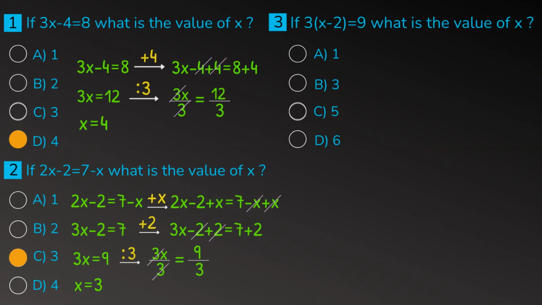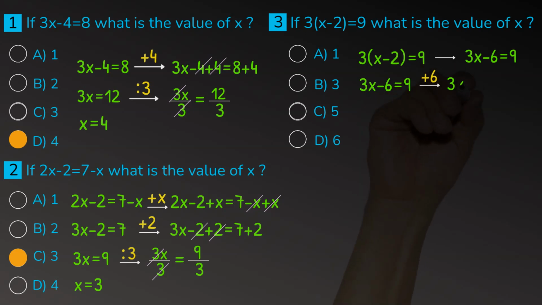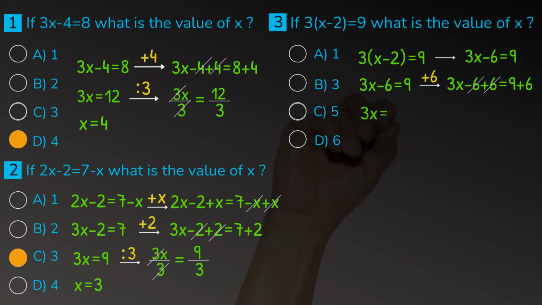In question 3, we have 3 times x minus 2 in brackets is equal to 9, and we have to find the value of x. With this scenario, the first thing we do is multiply out the brackets. So we have 3x minus 6 is equal to 9. We have a minus 6 now on the left-hand side, so we're going to add 6 to try and eliminate this. That gives us 3x minus 6 plus 6 is equal to 9 plus 6. The minus 6 and the plus 6 cancel each other out to give us 3x on the left-hand side, and 9 plus 6 is 15. So we have 3x is equal to 15.